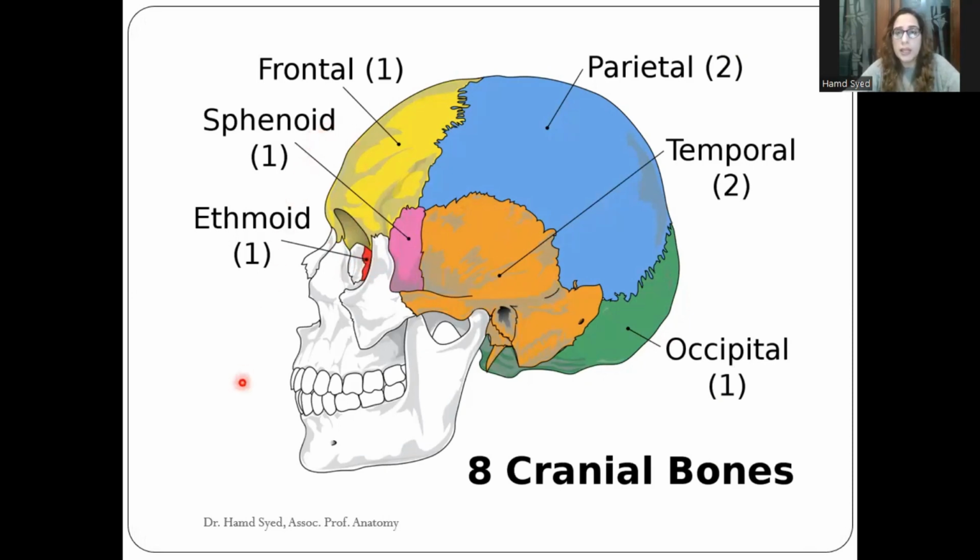Now, the number is 8 because the parietal are paired, and you can see over here the temporal are paired. So 2 bones are paired, that is the parietal and temporal. These are 2 each, one on either side, whereas the rest of those are unpaired, giving us a total of 8 bones in the neurocranium.